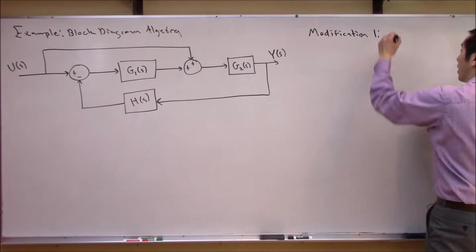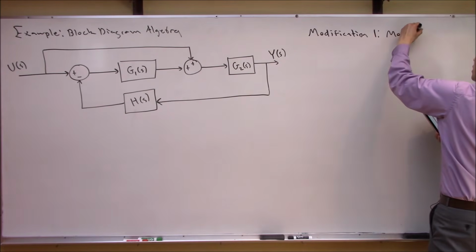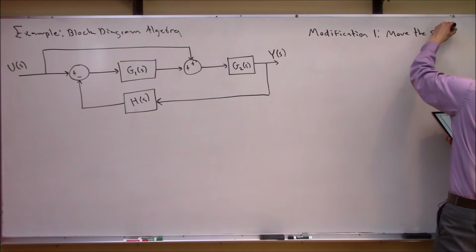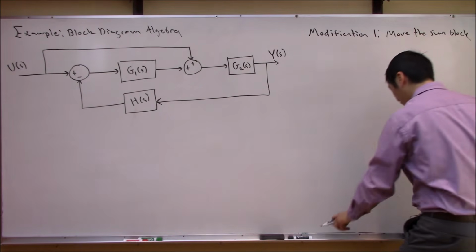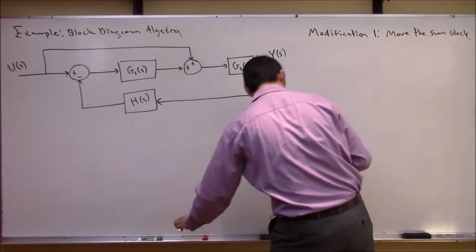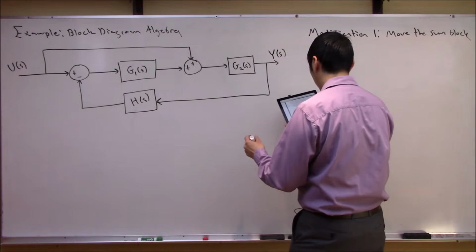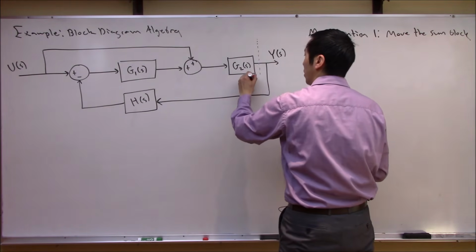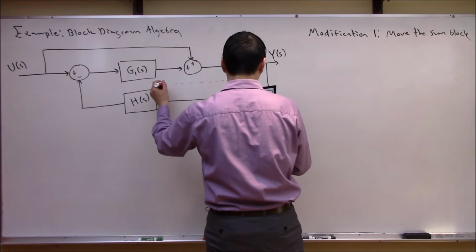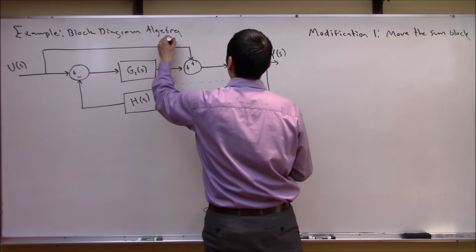Okay, so what we're going to do is move the sum block. Let's isolate what I'm talking about here. Where do we want to do a little bit of surgery on this block? Let's do this right here. I'm going to use our little dashed red lines to isolate a region.